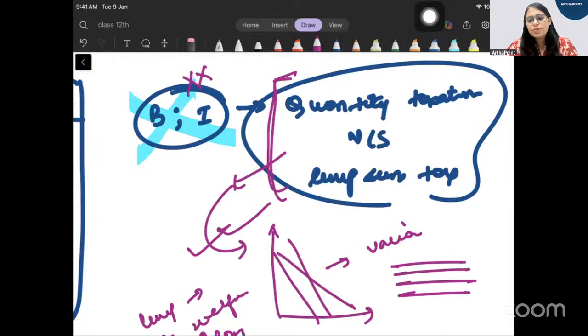CUET is a very short paper, so mostly direct questions are not asked. That's the problem. I think you have to check the 2025 paper. यही problem हुआ था. The paper was very lengthy. It was very difficult to do 75 questions in 90 minutes. It is extremely lengthy.